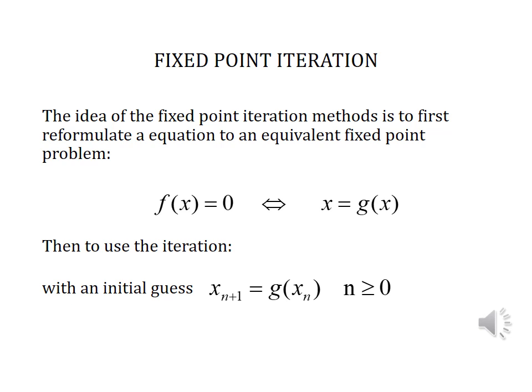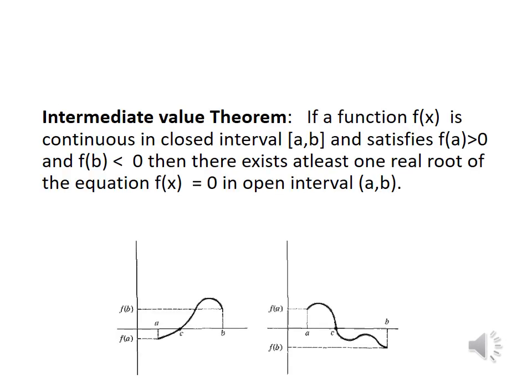So the idea is we first of all write the equation in the form of x equal to g of x. The solution of a function is the point where it touches the axis. You can see the point C here. An important theorem, the intermediate value theorem, says that if a function is continuous in a closed interval [a, b] and has a positive value at some point and a negative value at some other point, we can immediately say that there is a real root in between the interval [a, b].